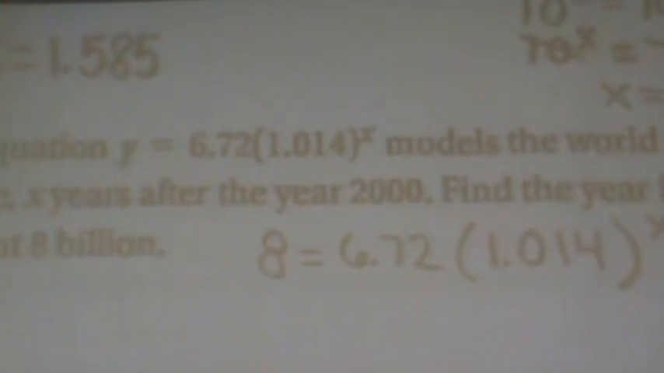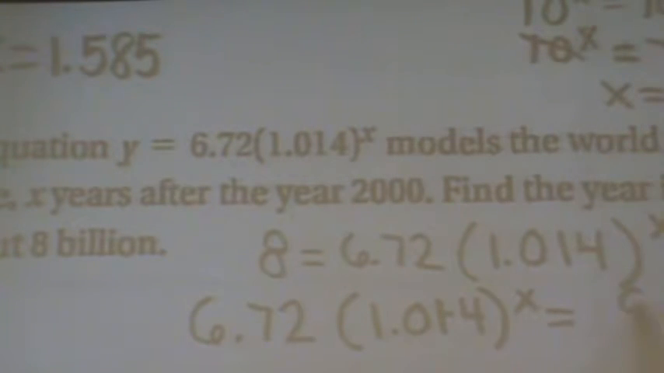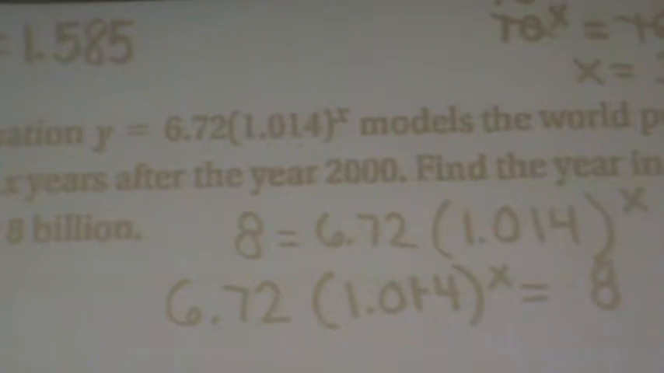Now, how do you think you're going to solve this? Some of you might want to rewrite it so the exponent and the base are on the left side, and that's okay. If you are, I do that all the time. I always rewrite it. Divide by 6.72. Yep, you got it. You're going to take 8 and divide it by 6.72.